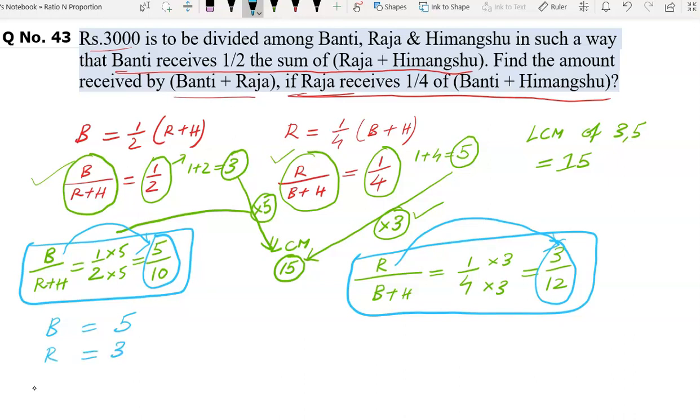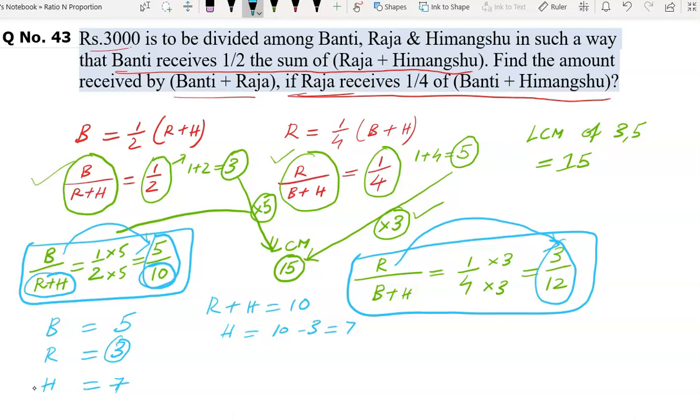Now we need to find the value of H. Here if we see, R plus H is 10. Now if R plus H is 10, H will be how much? 10 minus R. The value of R is 3. So 10 minus 3 will give us 7. So H is equal to 7.